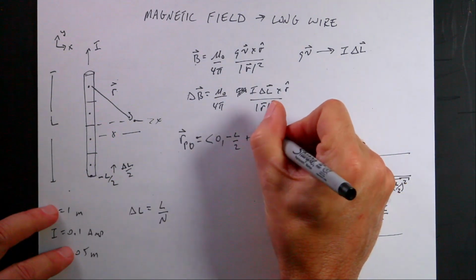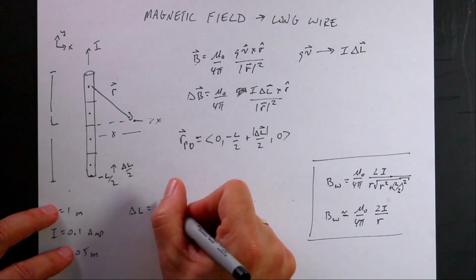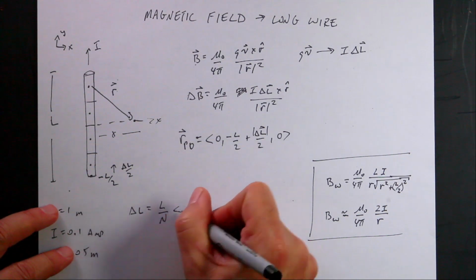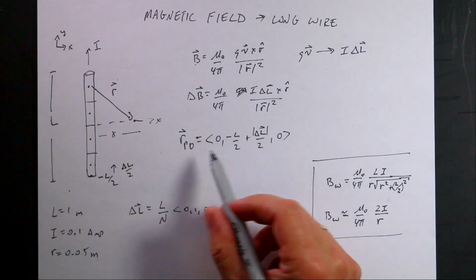Let's write this as a vector and the magnitude of that. I could write that different ways. But then this will be the vector times the vector 0, 1, 0. So now delta L is a vector. So that's my starting piece.